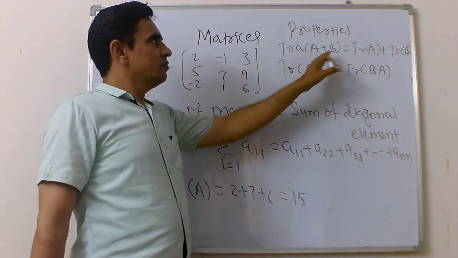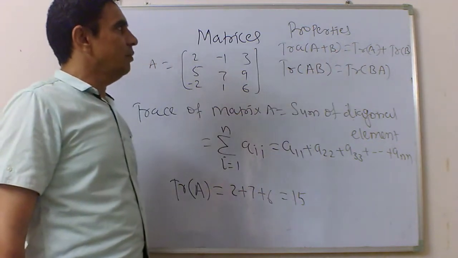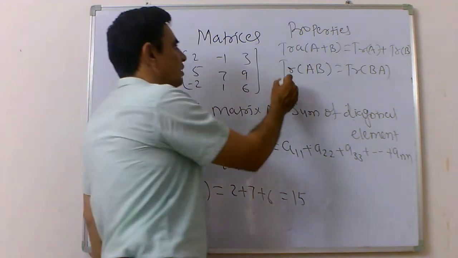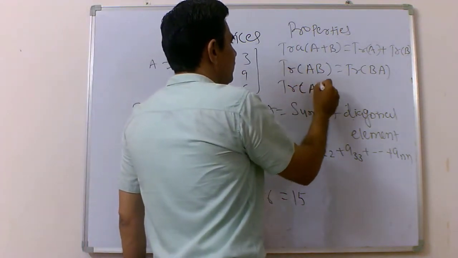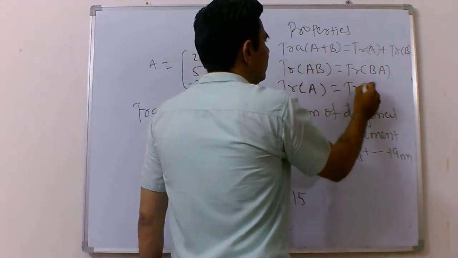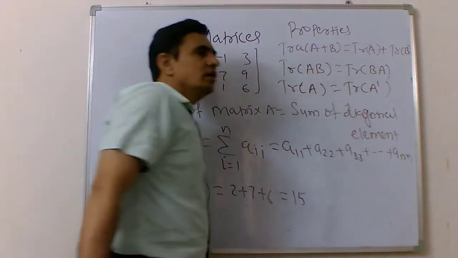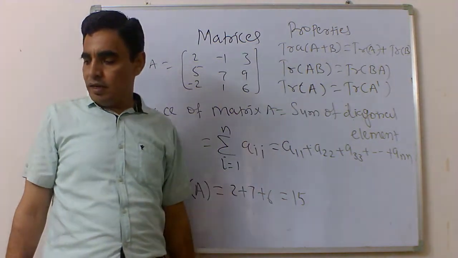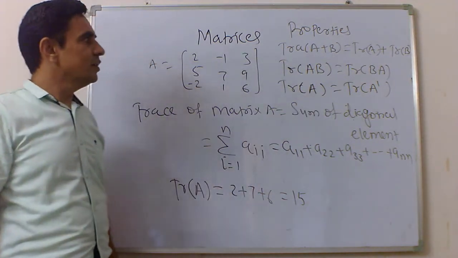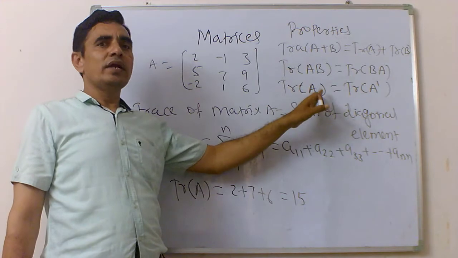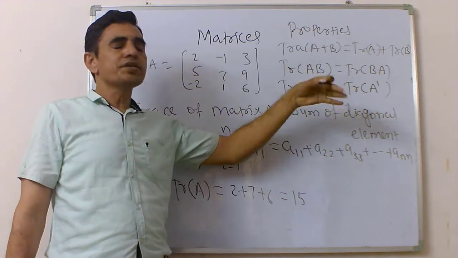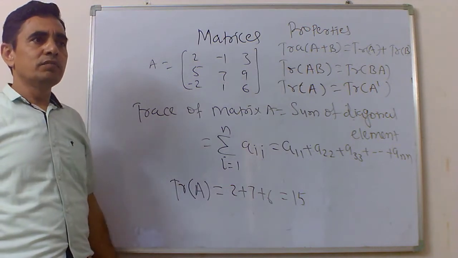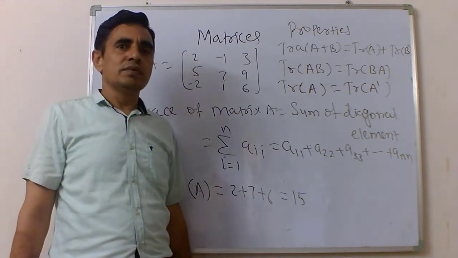Trace of A plus B is equal to trace of A plus trace of B. Trace of AB is equal to trace of BA. Trace of A is equal to trace of A dash. A matrix and its transpose have the same trace. The matrix will change, A and A dash will be different matrices, but the trace, that is the sum of the diagonal elements, will be the same. Okay.